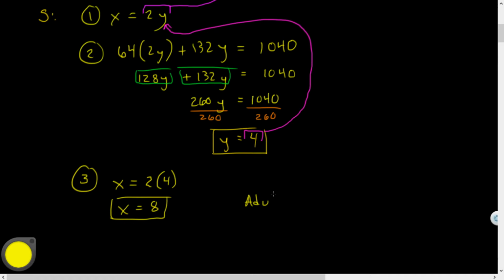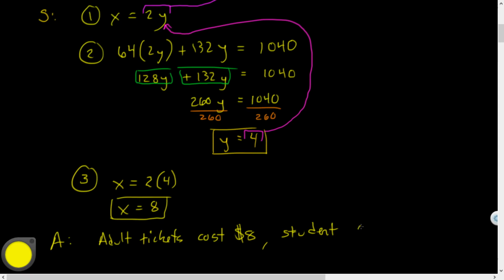So then I'd answer the question. Let me write. I write the A for VESA: variable, equation, solve, and answer. So adult tickets cost $8. Student tickets are $4.